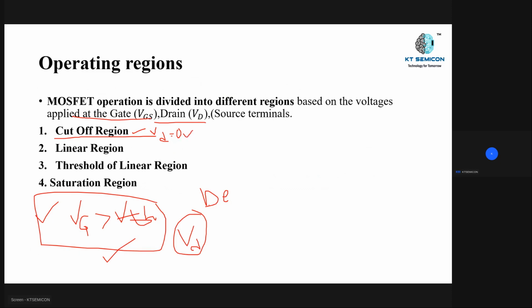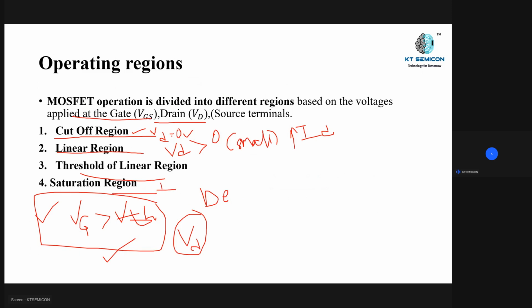because my drain voltage is 0. Coming to the linear region, whenever we increase the VD voltage above 0, which means some small amount of VD voltage, here we are applying a small positive voltage. Whenever we increase the VD voltage, my ID also starts increasing linearly. That's why it is known as the linear region. After that, we have the threshold of the linear region, which means the pinch off region, and after that we can see the saturation region.